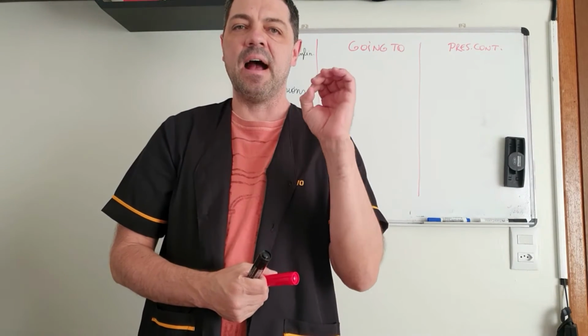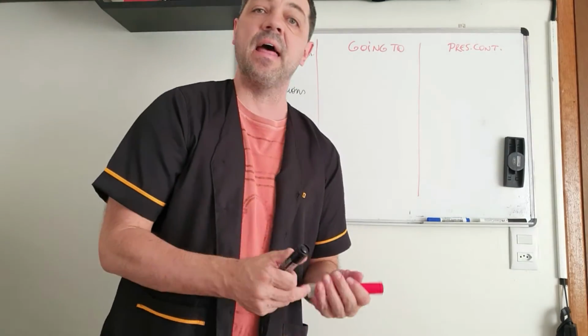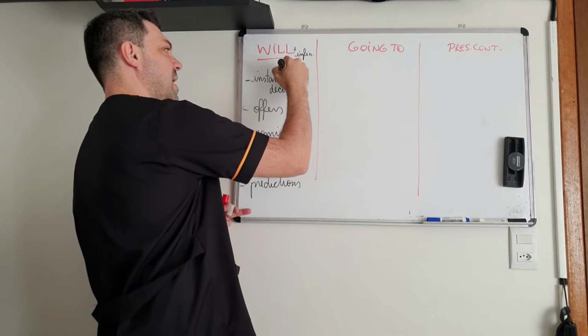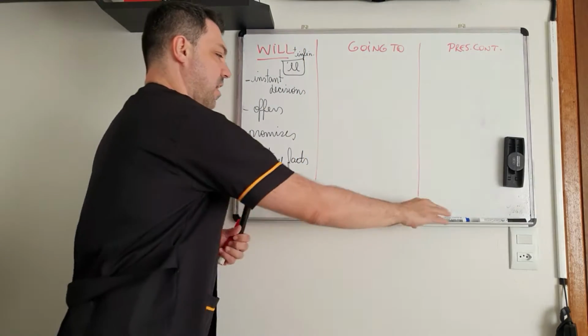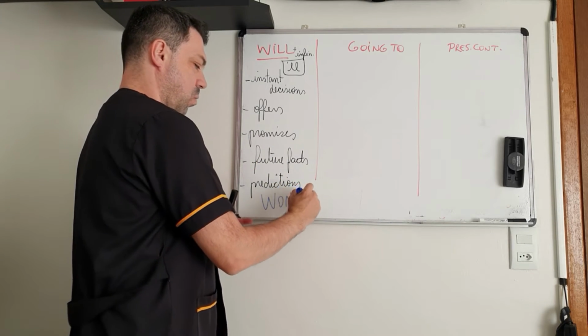Did you see how we used will in all those sentences? They can be contracted or not. Remember that if you contract, you just put the 'll. And the negative of will, you know it's won't.